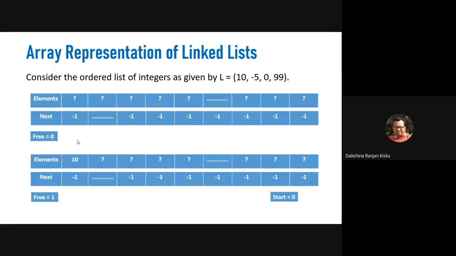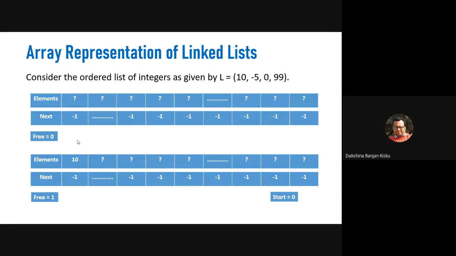Okay, so here the first element is to be inserted at the zeroth index, therefore the start becomes 0. Okay, and free will be 1. Free will be 1 means the available part of the element array.